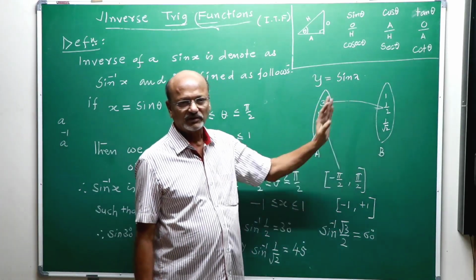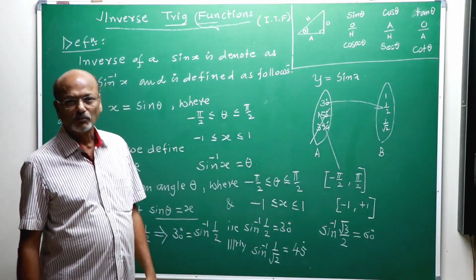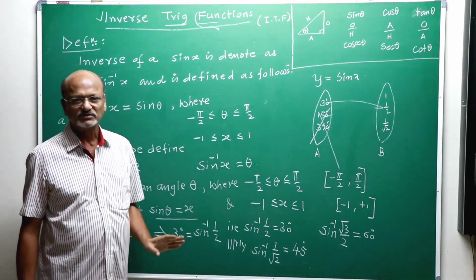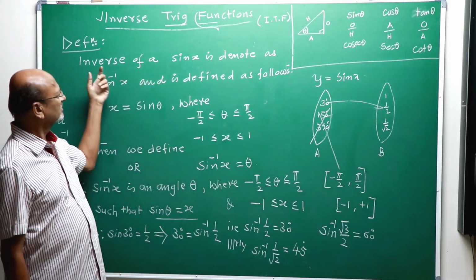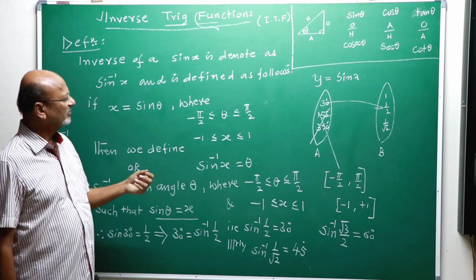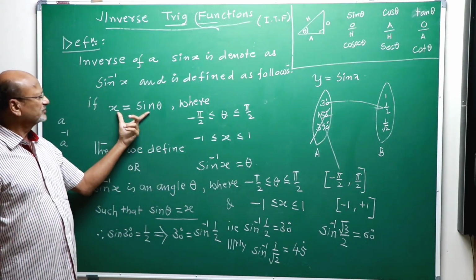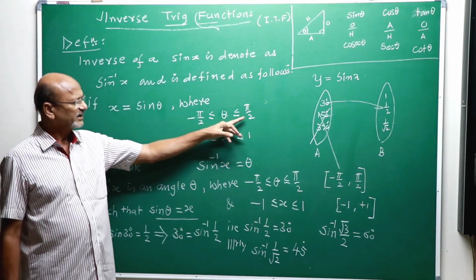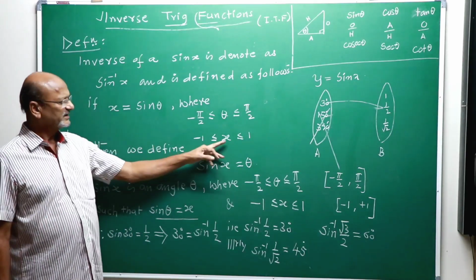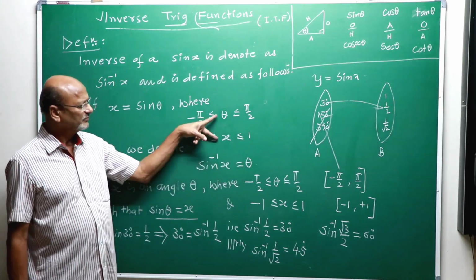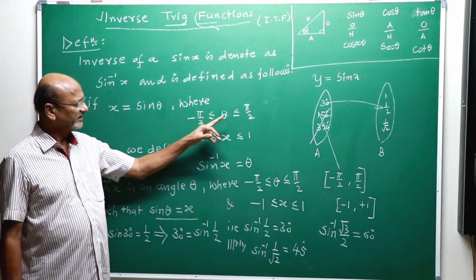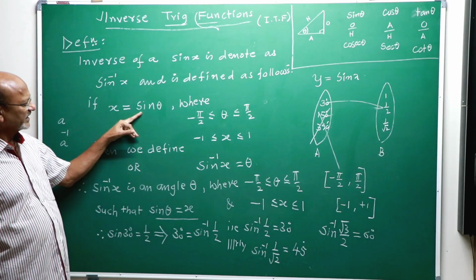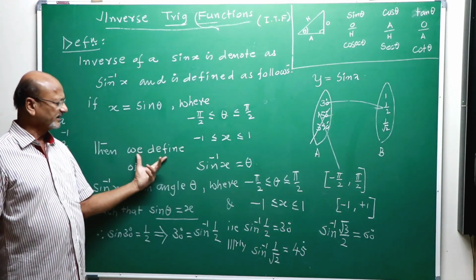My friends, yesterday in detail, taking more time, I explained the domain and range. Yesterday itself I finished the definition of sin inverse x. What is the definition? If x equals sin theta, under the condition that theta is between minus 90 to plus 90, and the condition for x is that x must be between minus 1 and plus 1, if these two apply, then x equals sin theta can be written as sin inverse x equals theta. We define it like that.